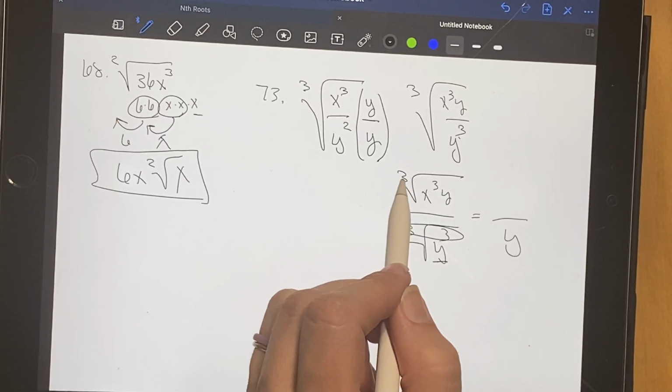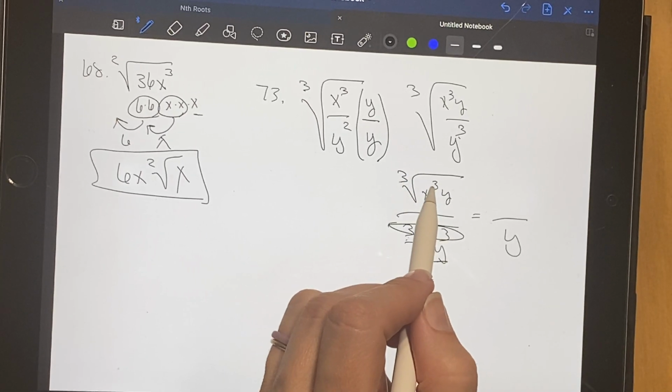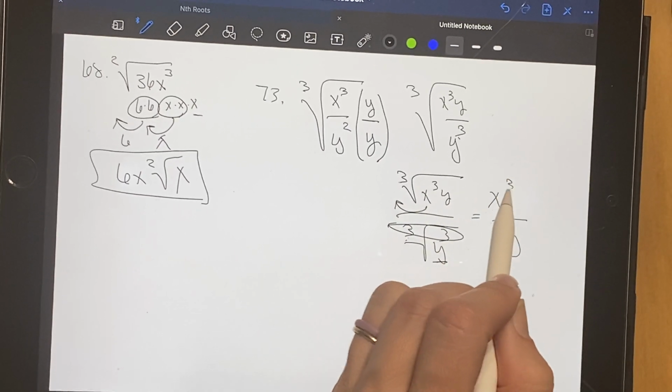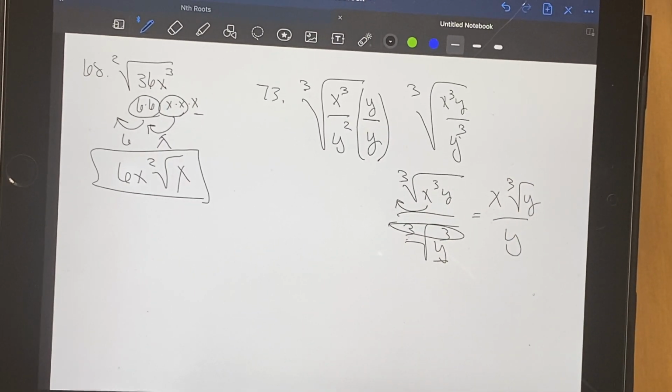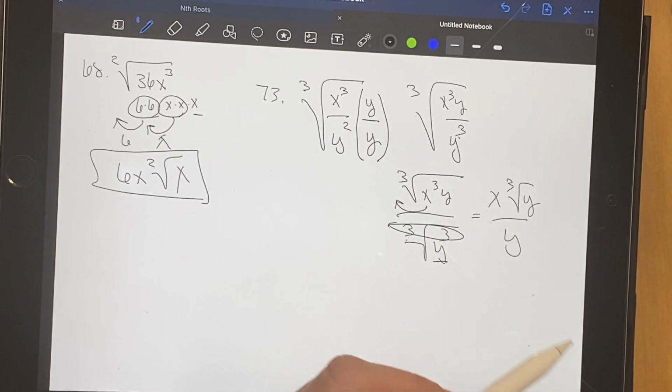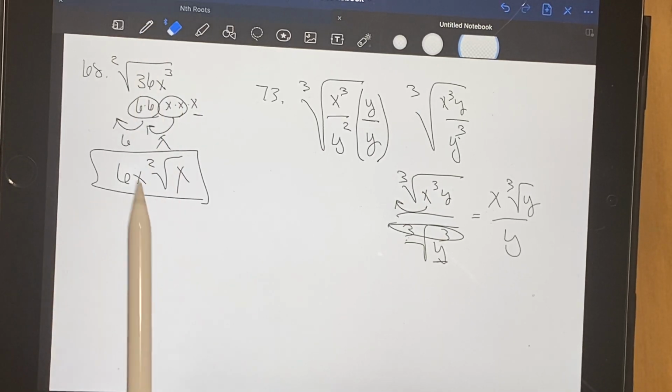Here I need 3, and I have 3 x's, so they get to come out, but my y has to stay underneath. And so we're going to simply write it x cube root of y over y, and that is completely simplified, the most that it can be.